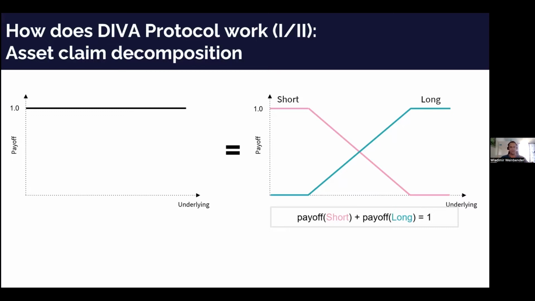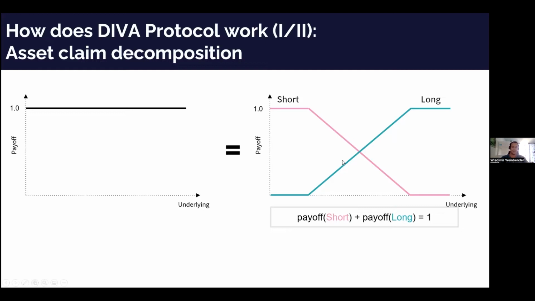Now, it wouldn't be fun if you do that, right? What people want to do is deposit 100 USDC, get the short and the long side, and then sell one side in order to gain either exposure to the upside or to the downside. And that's basically what Diva protocol is doing.